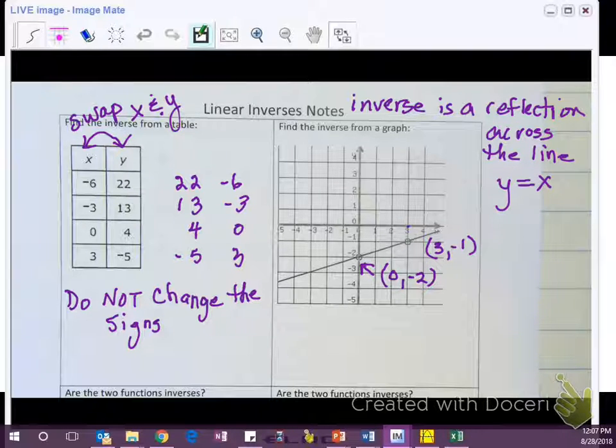So for our inverse function, we're going to have negative 2, 0. So we go to negative 2, and we plot a point at negative 2, 0. And then we want negative 1, 3. So we go to negative 1 and up 1, 2, 3.